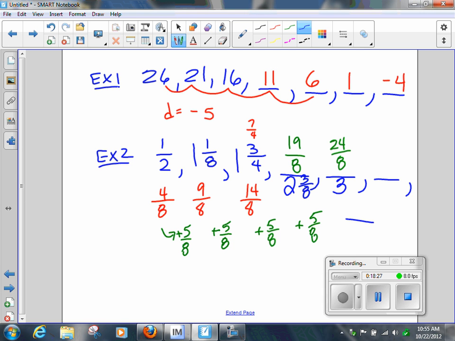24/8, come on, it's 3, right? Add 5/8, it's going to be 29/8. Well, if you change it to a mixed number, what's it going to be? 3 5/8. Even with the 8s, are you noticing a pattern? I'm not right now, just leave it as improper. 29 plus 5 is 34/8, which is 4 2/8, which is 4 1/4. You've got to know how to go between them.